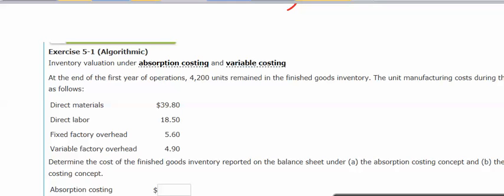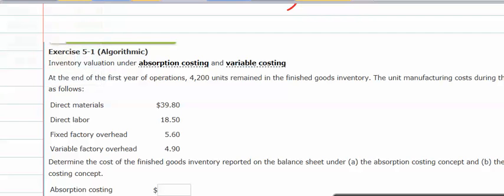Well, for absorption costing, I'm going to take all of these costs and add them together. So we'll go ahead and add those. So I take the 39.80 plus 18.50 plus 5.60 plus 4.90. So my total cost under absorption is 68.80.